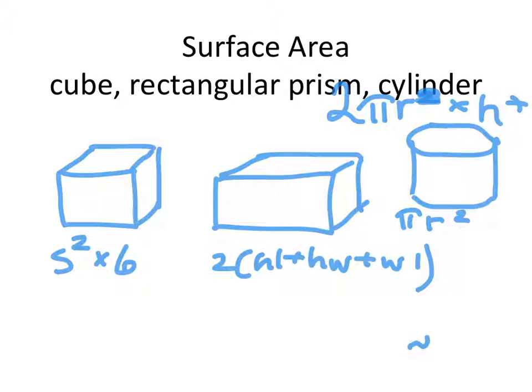Here are the formulas for finding surface area of a cube, rectangular prism, and a cylinder. Pause the video and see if you could explain why the formulas work.